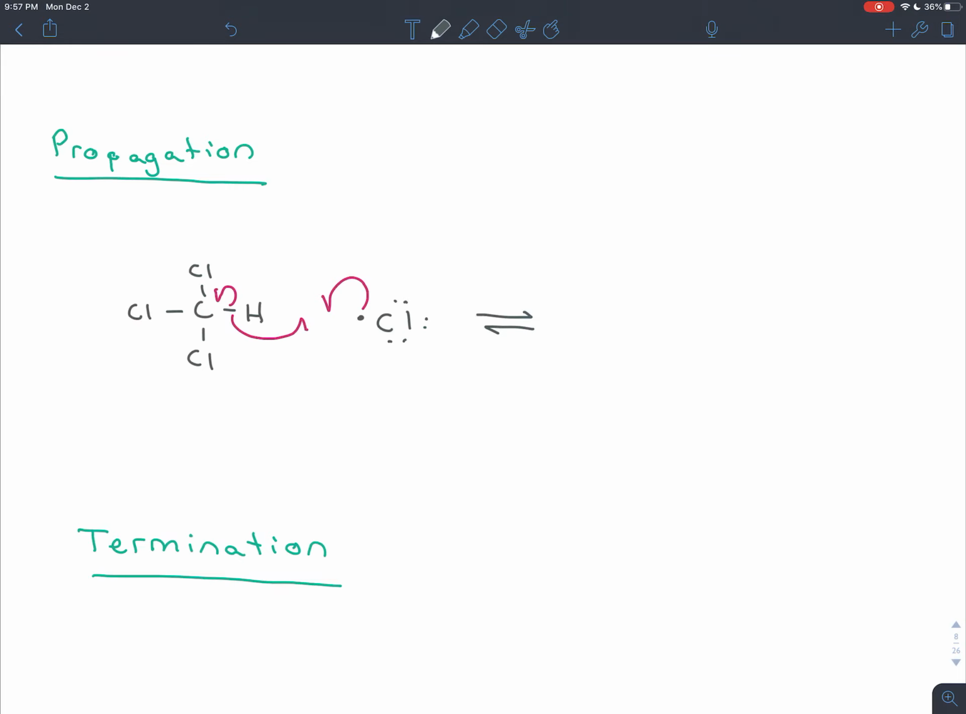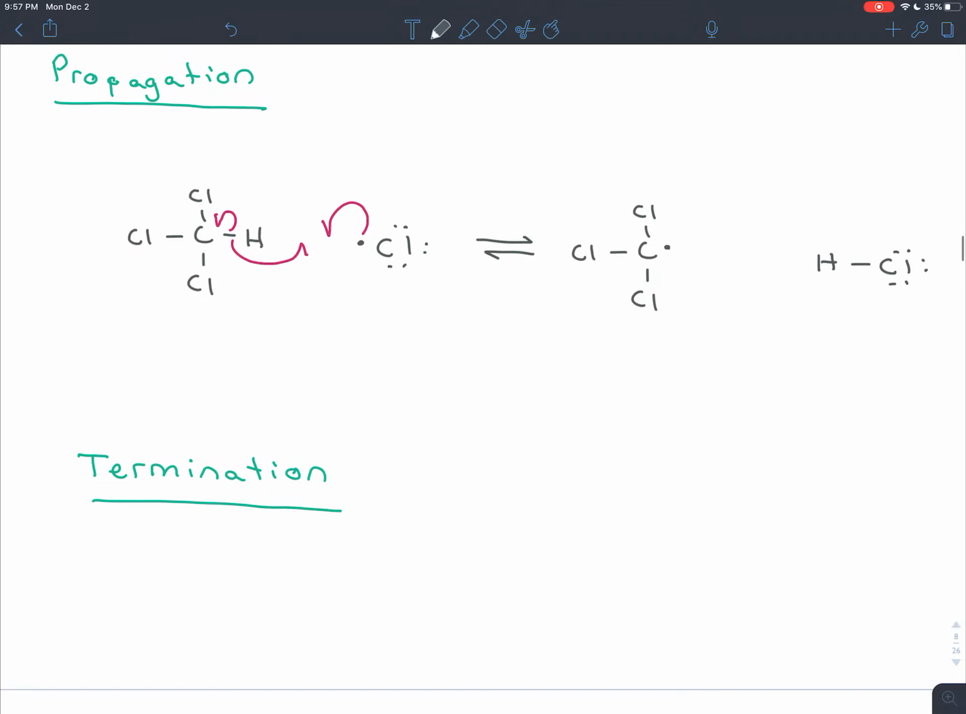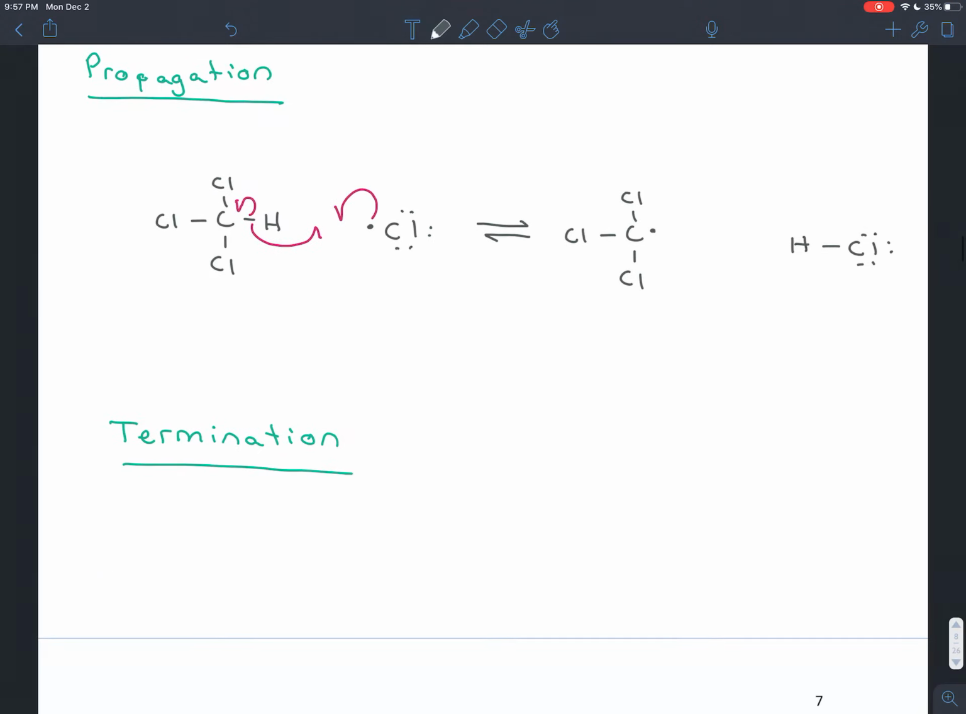So when that reaction progresses, we have hydrogen bonded to chlorine. That's one of our products. And the other product will be the rest of this molecule, but the carbon now will be a radical. Okay, so that's the middle of the story.